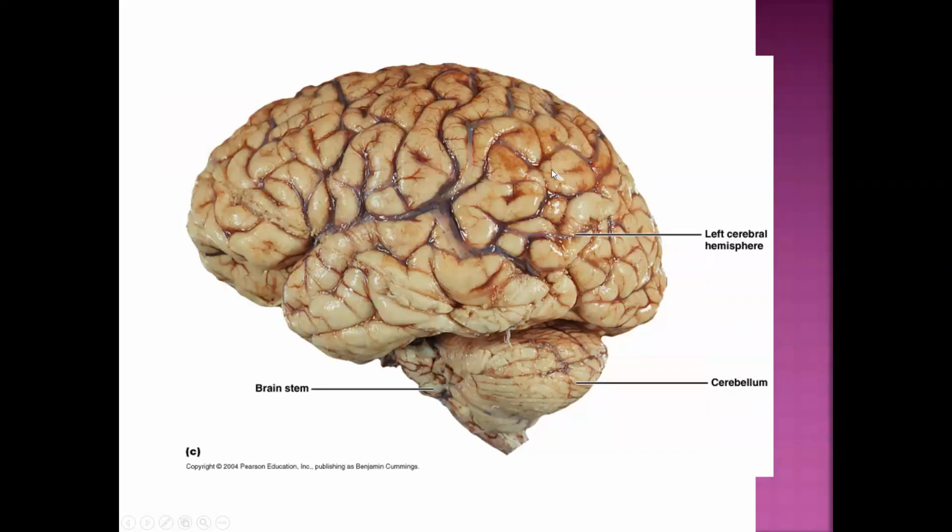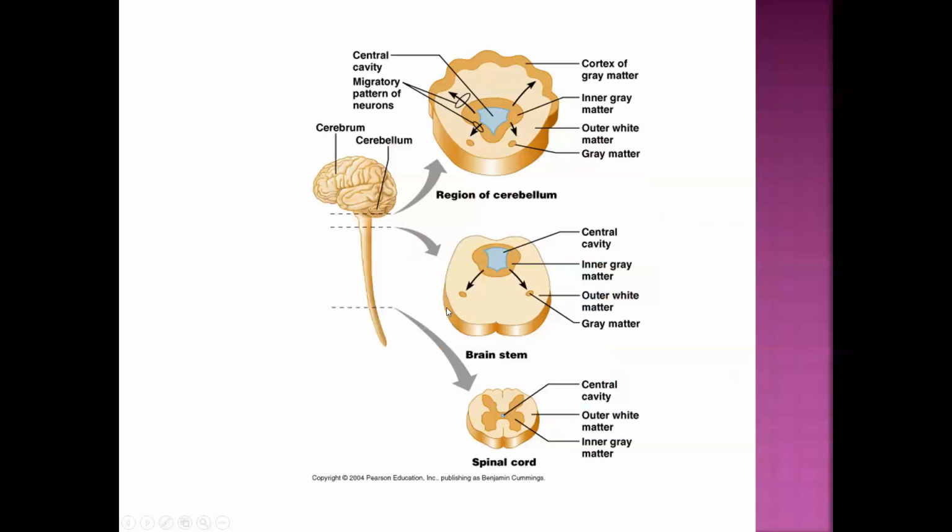All right, so here's just a lateral view of the cerebrum, is this whole big area, and then the cerebellum down here, and then here is the brain stem. So this would be spinal cord after, if the picture continued on.